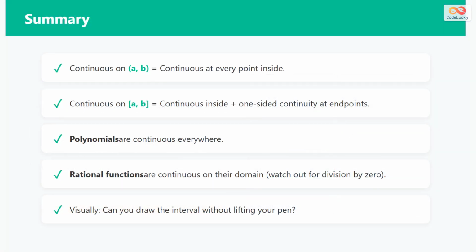To wrap up, remember these key points. Continuity on an open interval means continuity at every point inside. For closed intervals, we add one-sided continuity checks at the endpoints. Polynomials are your friends, as they are continuous everywhere, while rational functions require you to check their denominators.